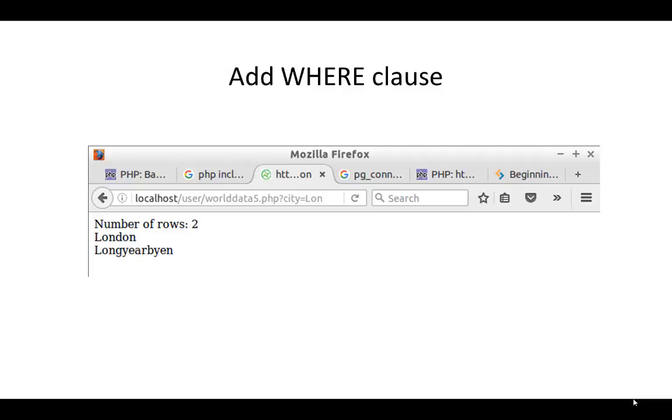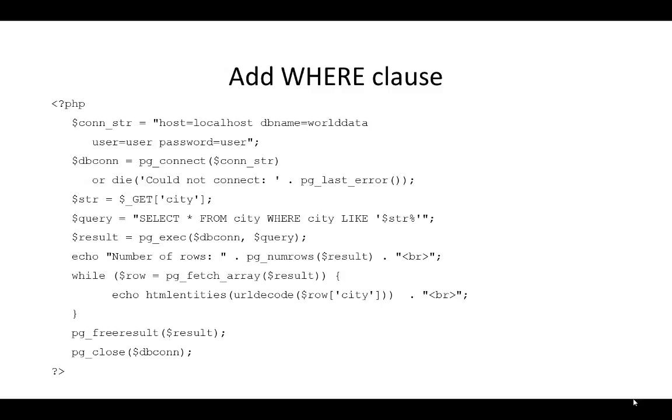So I can now put in my query. I pass city equal to LON to return all cities that start with LON. I've got 2 rows, London and Longyearbyen, whatever that is. That sounds like your way. It is in Norway. Well done, me. Yeah. Right, okay, good.